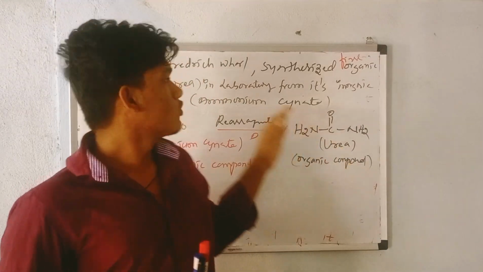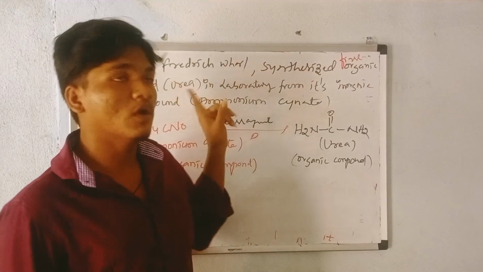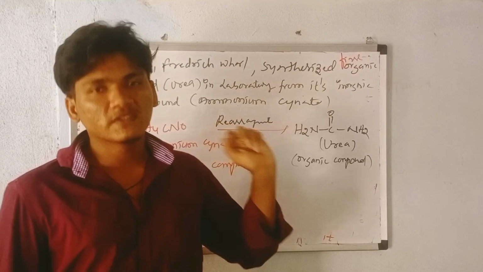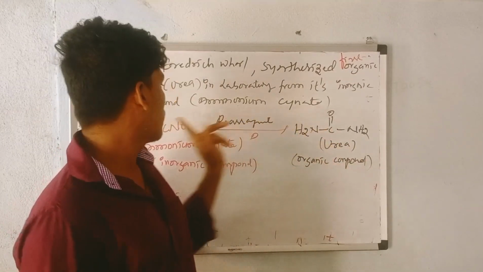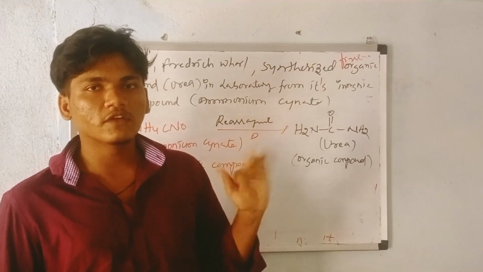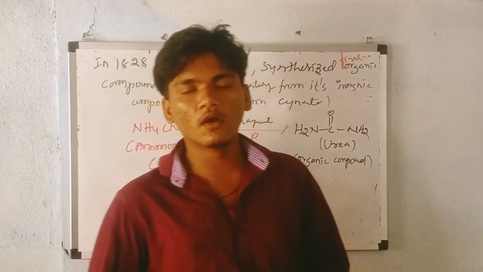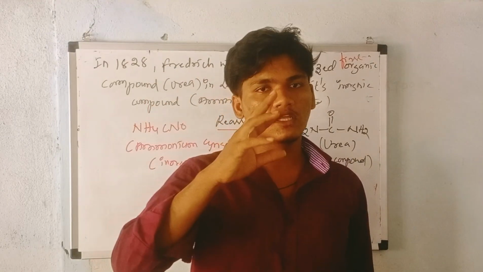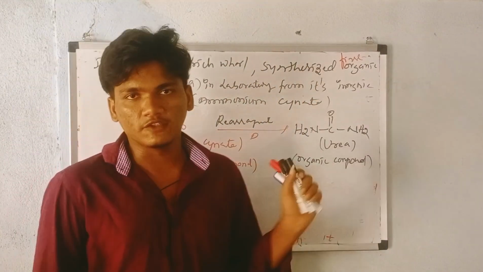So the first scientist, Friedrich Wöhler, synthesized the first organic compound, called urea, in the laboratory from its inorganic compound ammonium cyanate. Here we have 2 nitrogens, and there only a single nitrogen. Why is there a difference? If you do the balancing, as you may have read about in 10th class, then on balancing the equation you can get clarity. So this is about the 1828 discovery.